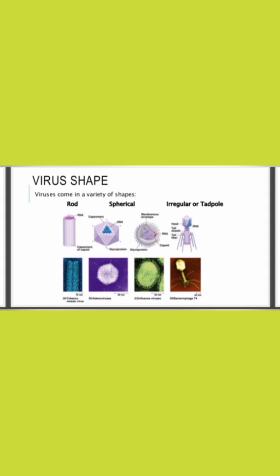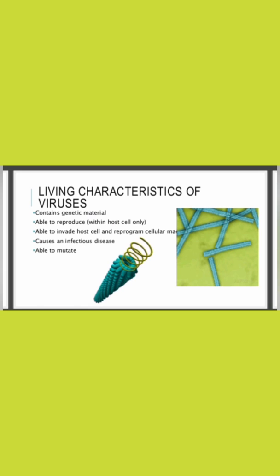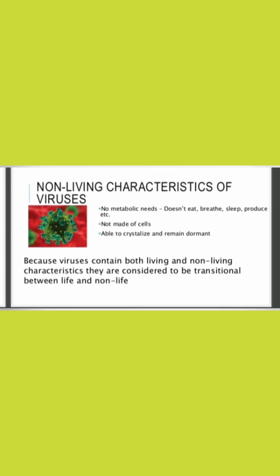If we talk about virus shape, there are rod-shaped, spherical-shaped and tadpole-shaped viruses. As we have seen, there are 8 types of virus shapes here. So if we talk further about the characteristics of viruses, they are able to reproduce within the host cell, they are able to invade the host cell, cause many infectious diseases in plants and animals, and are also able to mutate. They can change the gene sequence of the DNA.